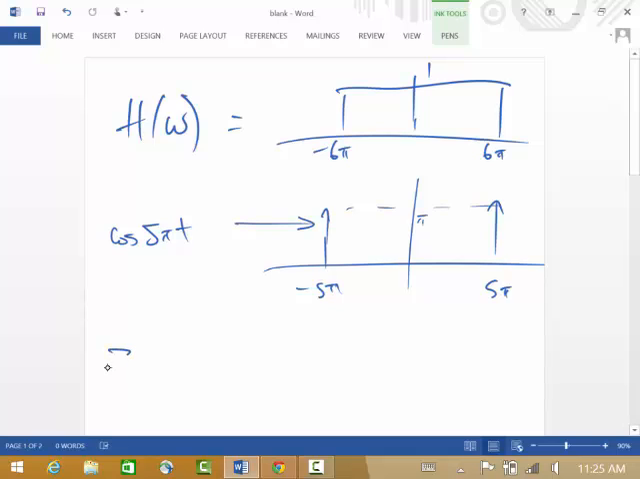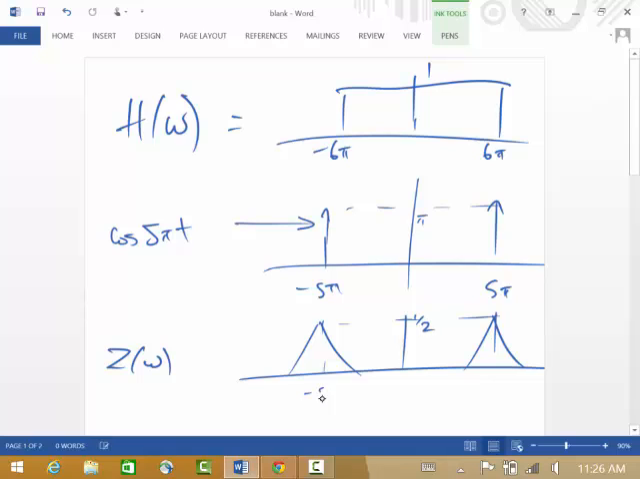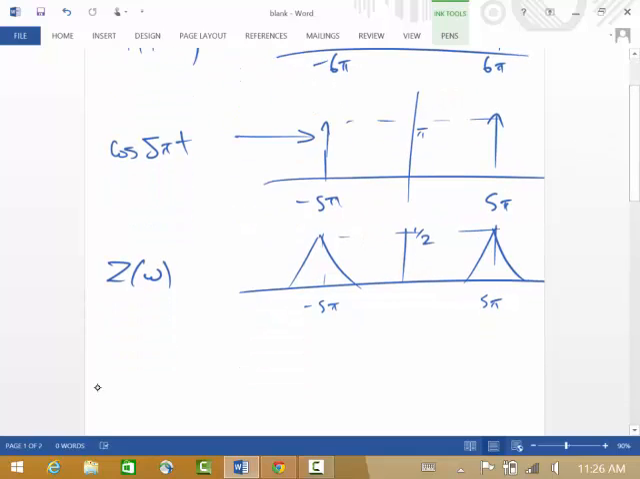Now z of omega looked like this, and they were of height a half, centered on minus 5 pi and plus 5 pi. So when we convolve those two things, what will y of omega look like? You get one of those at minus 10 pi and one at plus 10 pi, and then some nonsense in the middle where they're convolving each other again at the origin.